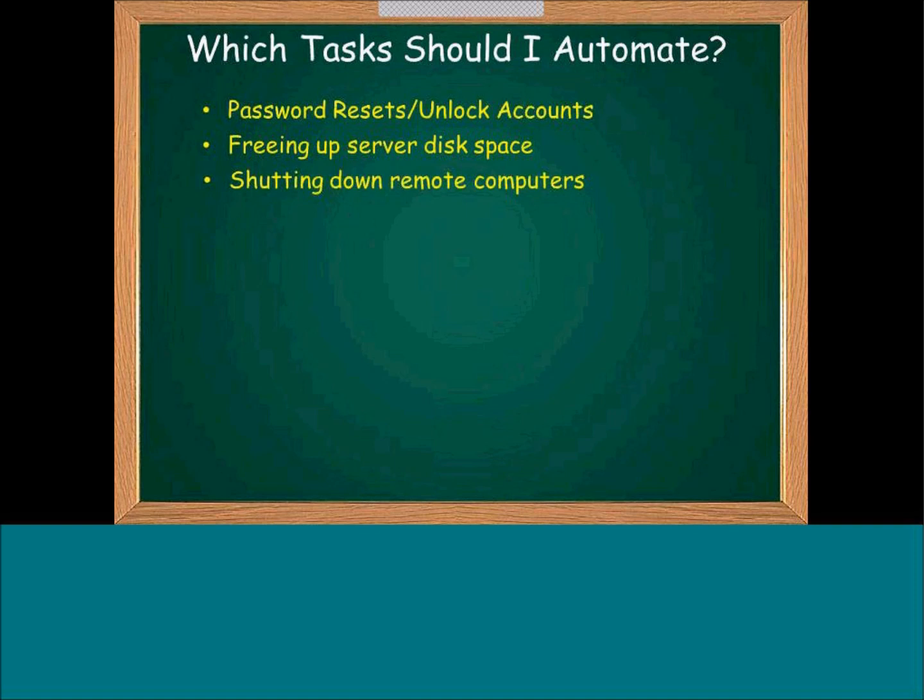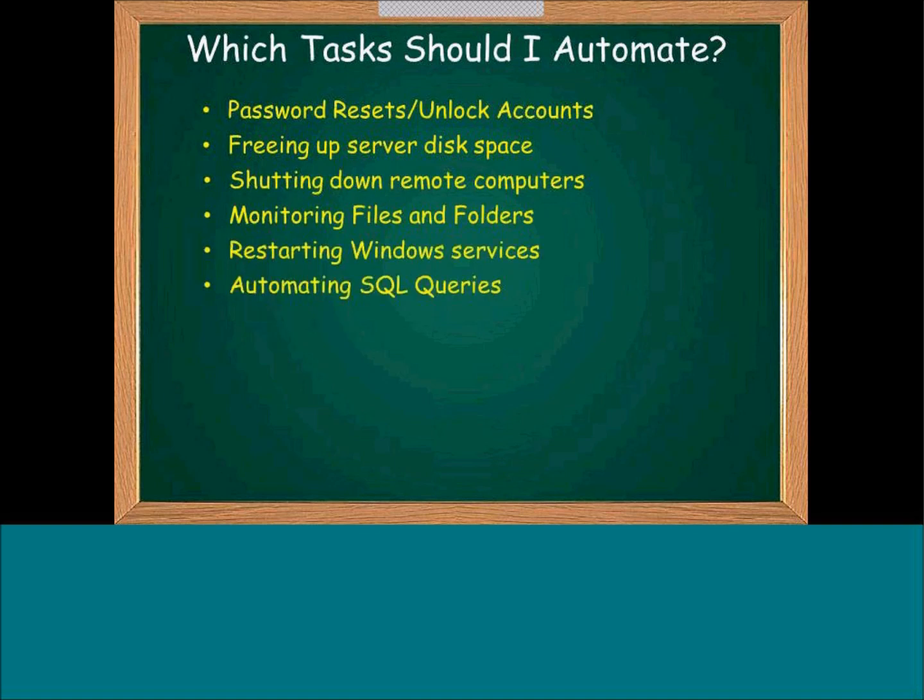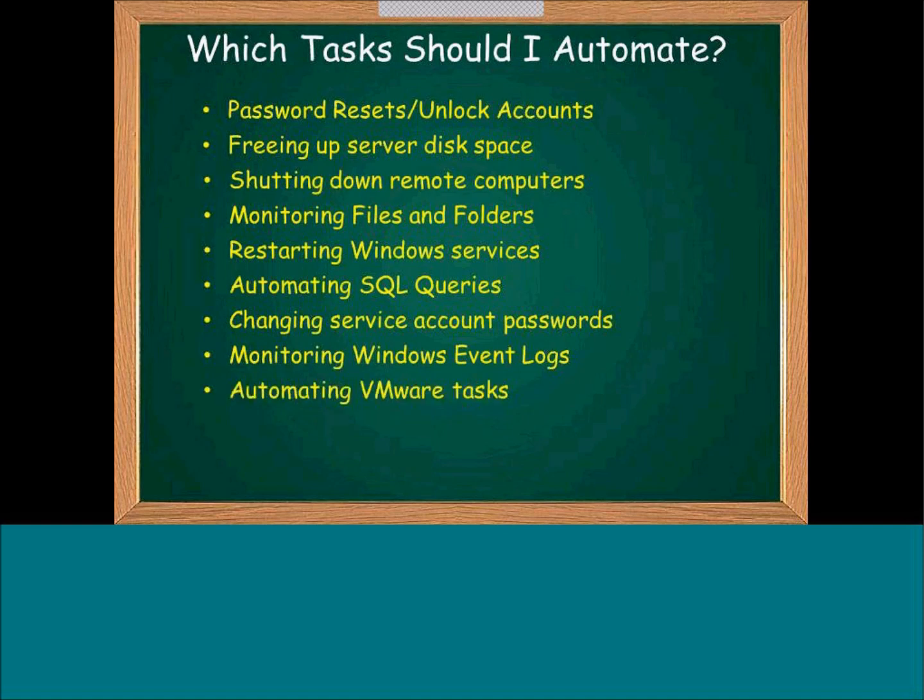And I'll go through the rest of the top 10 list kind of quickly so we can move on to the next formula. But here they are, and every one of them is a great candidate for automation in just about any environment. Monitoring files and folders, restarting Windows services, automating SQL queries, changing service account passwords, a very popular one, monitoring Windows event logs, automating VMware tasks, another very popular use of IT process automation, and, of course, the incident escalation process. Automating that is a very unique way of using IT process automation.